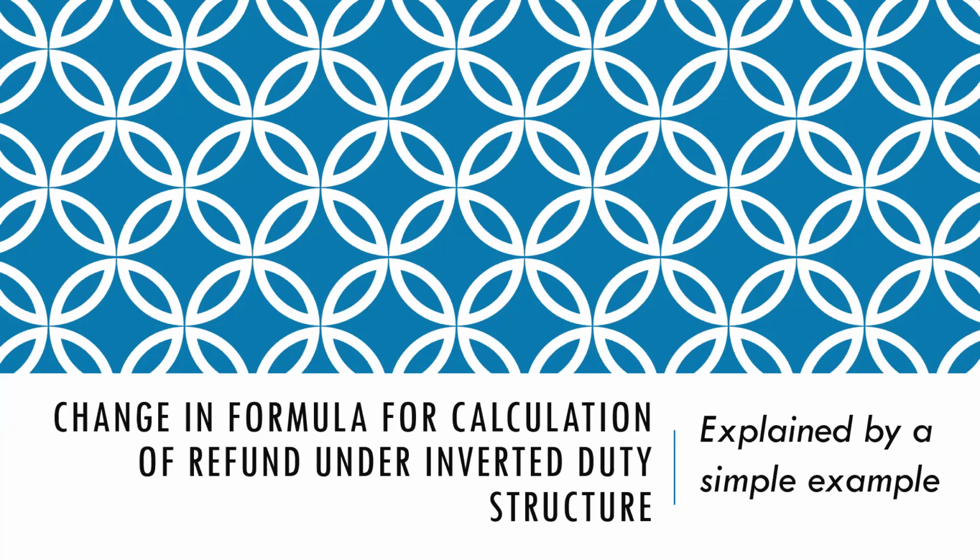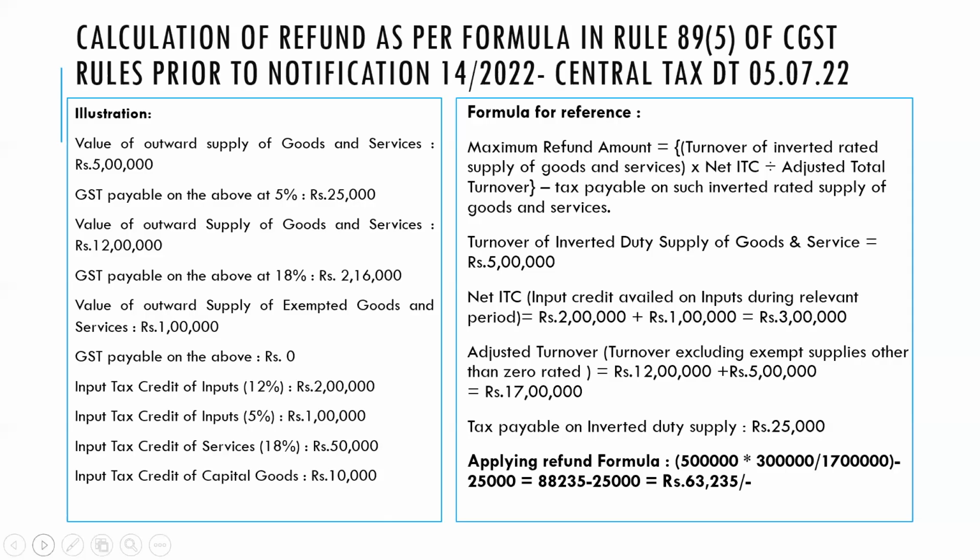Hi all, in this video we are going to discuss the inverted duty structure and how to calculate refund under it. Inverted duty structure is where the rate of outward supply is lower than the rate of inward supply. So the rate of outward supply is 5% and the GST rate on the inward supply is 12%. Then we can go for refund of accumulated ITC by using the formula in Rule 89(5).